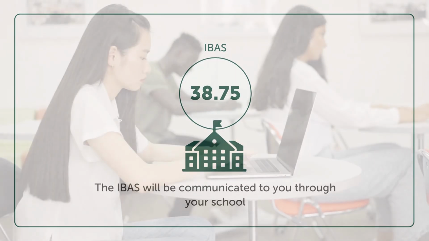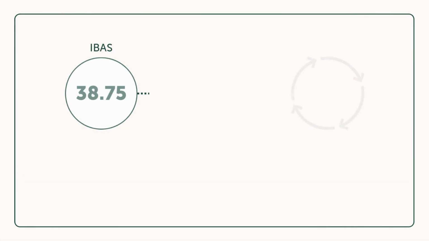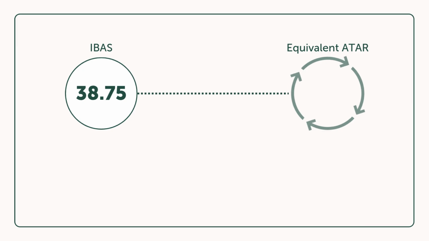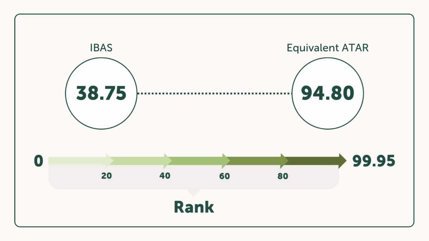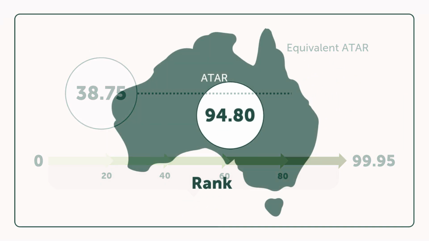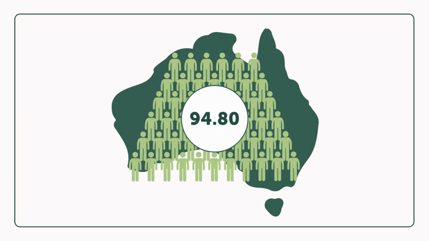In order to allow you to compete against people who have an ATAR, we will use the more granular IBAS and convert it to an equivalent ATAR on a range from 0 to 99.95. This rank will function just like a regular ATAR, and the rest of the process is the same for you and applicants who studied any Australian curricula. This equivalent ATAR is called a combined rank.